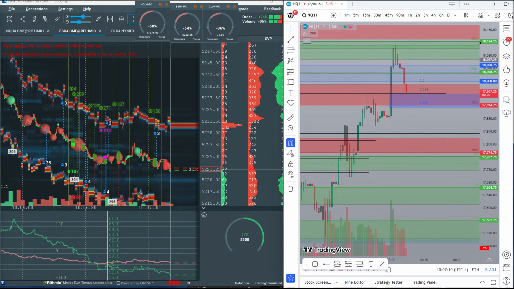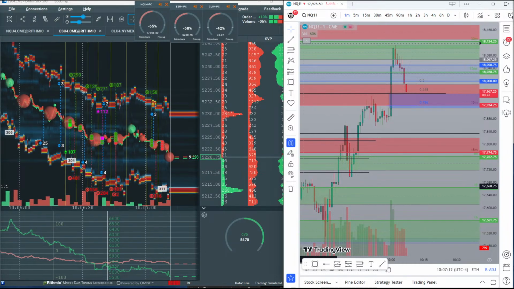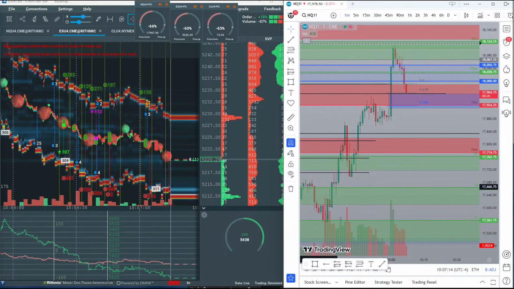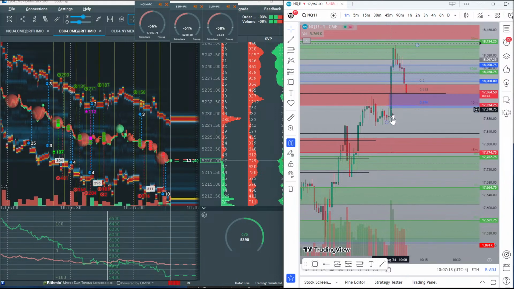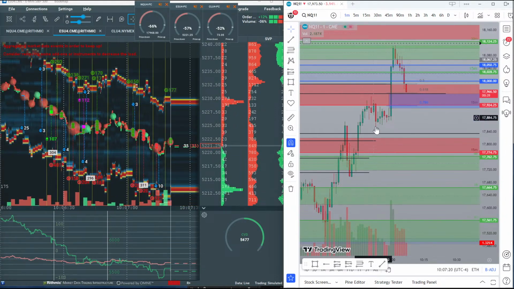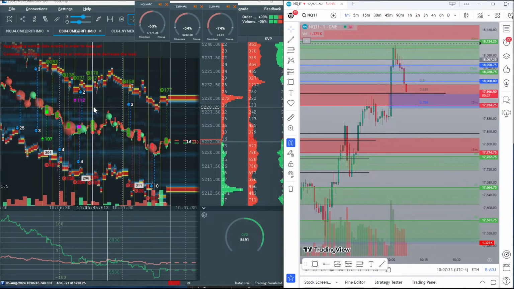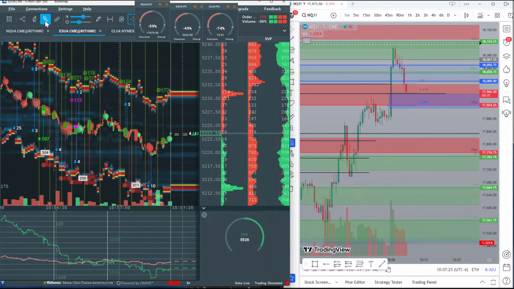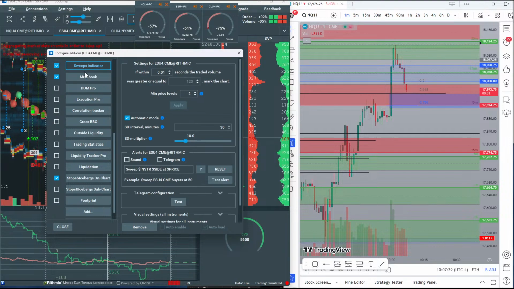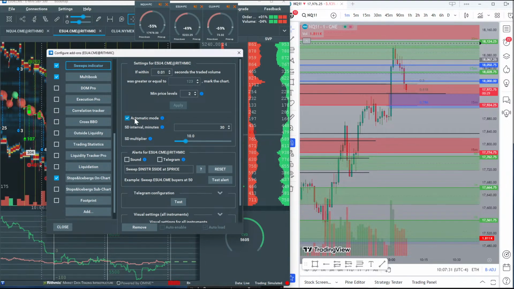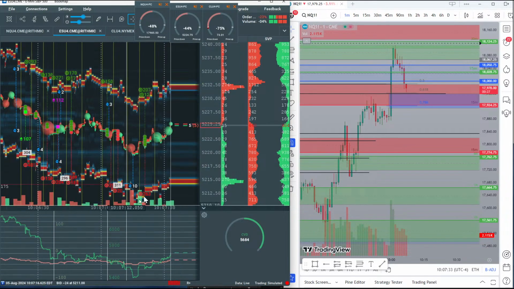Alright, so let's see. Sometimes, though, because this was a news-oriented push, we might want to fill this imbalance before we push back higher. So we're going to watch this. We're going to be careful. That's really crazy, though, all the add-ons and stuff. Sweeps indicator. Ready, automate. Close that.